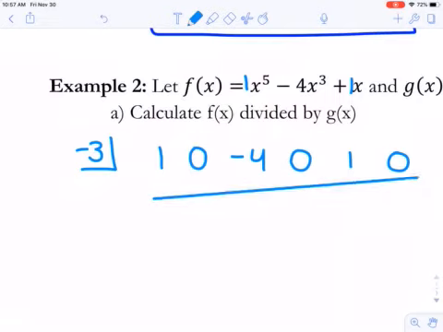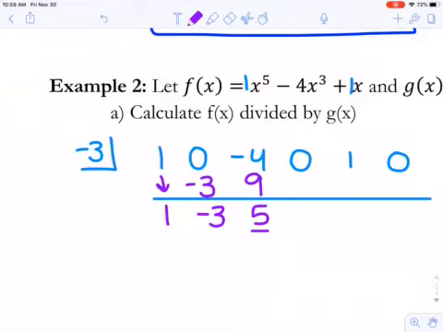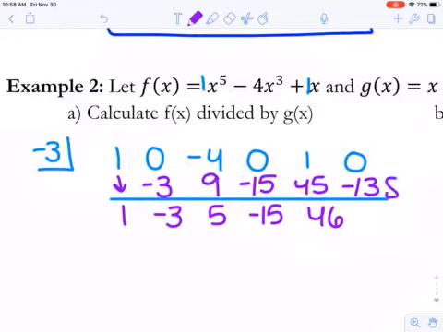I'm going to go faster this time. You guys ready? I think I heard someone say yes. Drop down the 1. 1 times -3, -3. 0 plus -3, -3. -3 times -3, 9. 9 and -4 is 5. Now we multiply. 5 times -3, -15. Plus 0 is -15. Times -3 is +45. Plus 1 is 46. 46 times -3 is -138. Plus 0 is -138.